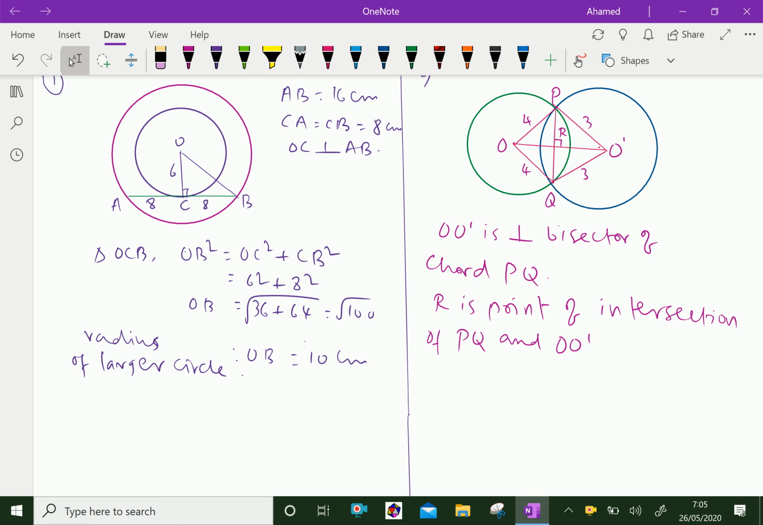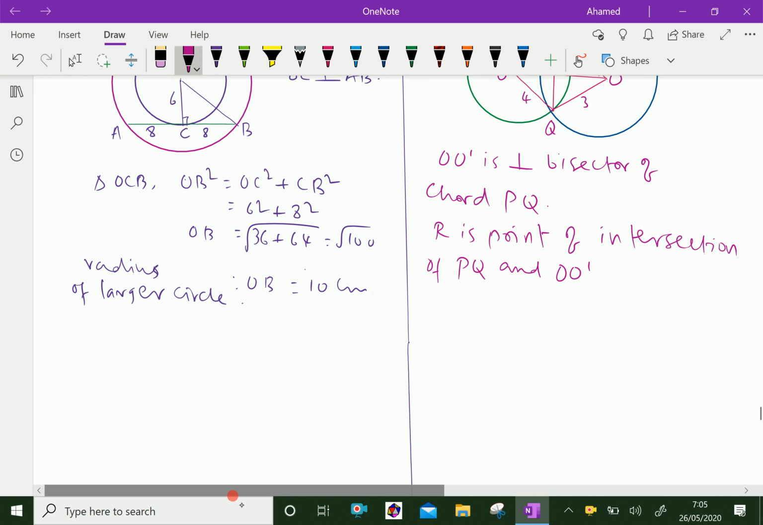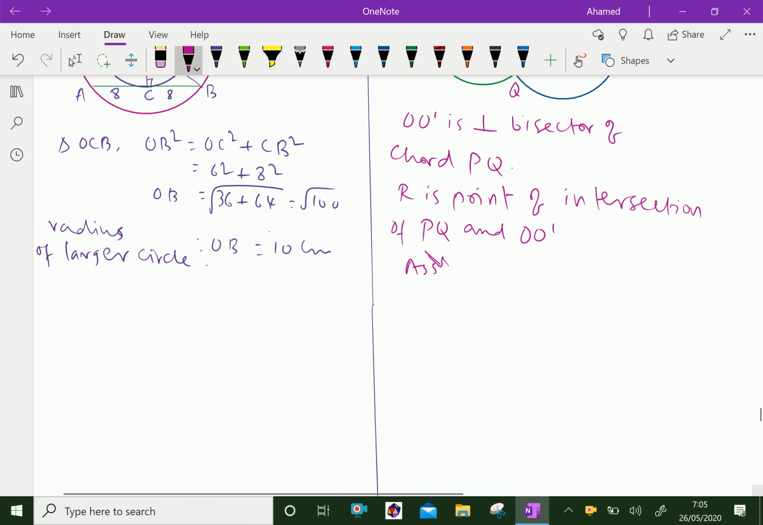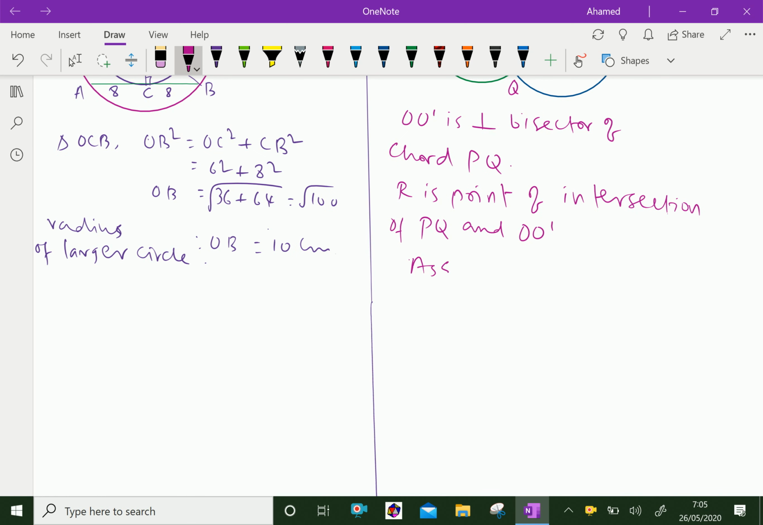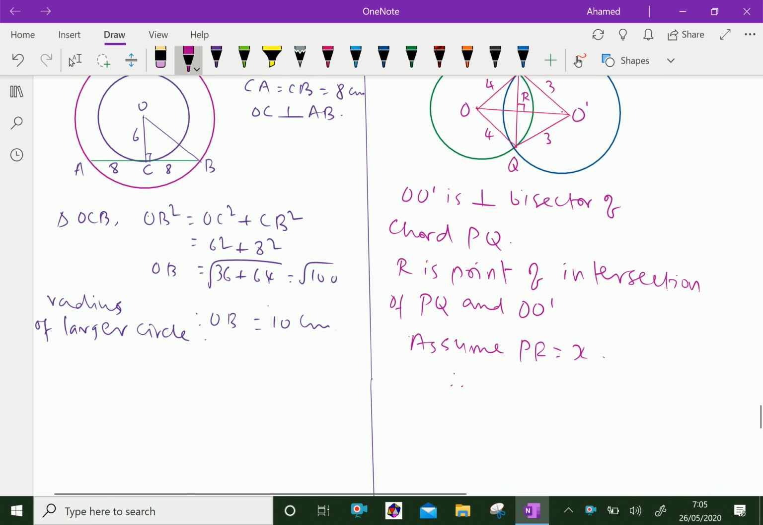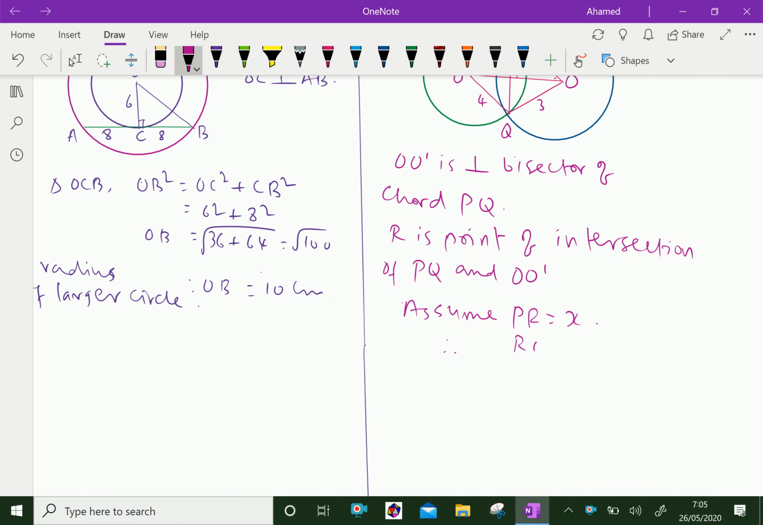Now assume PR equals RQ equals x. Assume PR equal to x, therefore RQ is also x, both are equal. And OR equal to y.